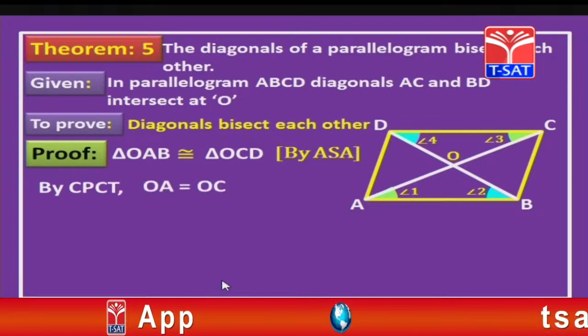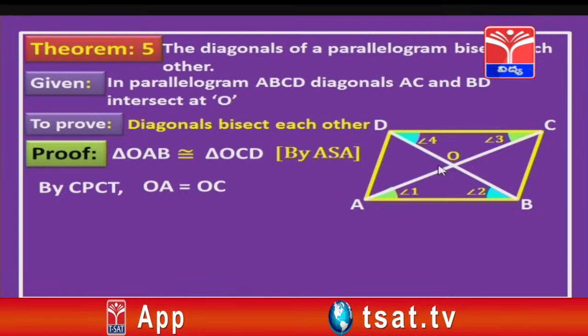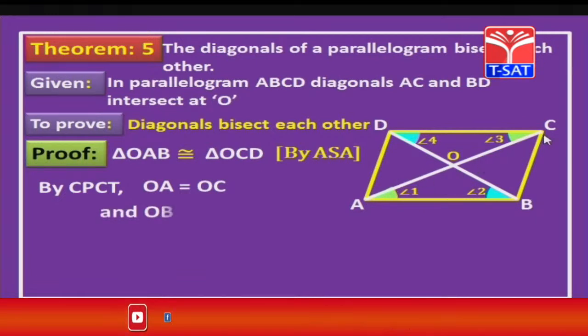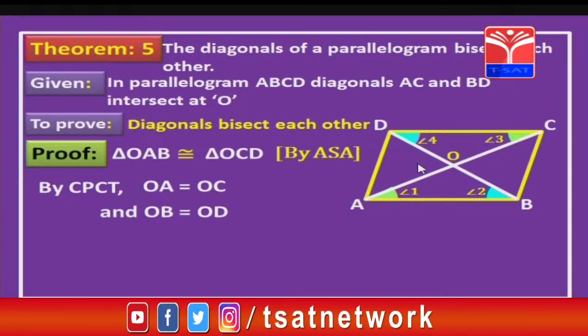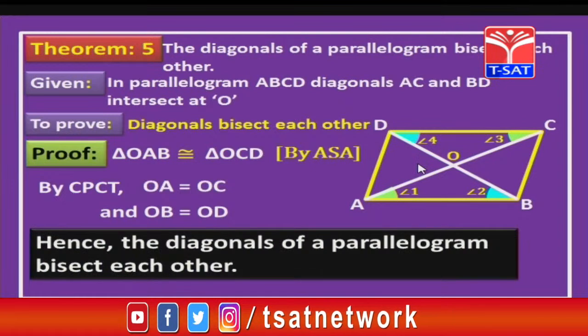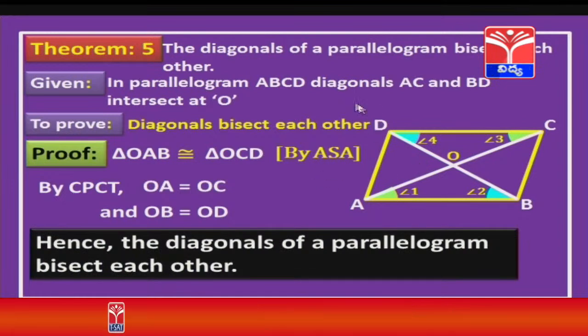Yes, I get the corresponding parts are equal, that is OA and OC are equal. Then what is the other congruent part, children? Yes, OB and OD, they are also equal. That means, I can say that the diagonals of a parallelogram bisect each other.